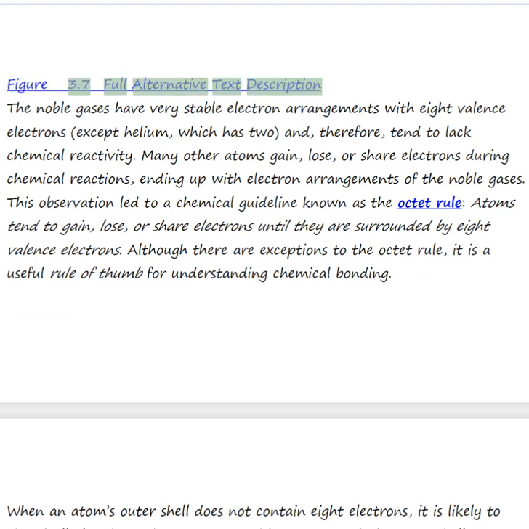Figure 3.7 Full alternative text description.